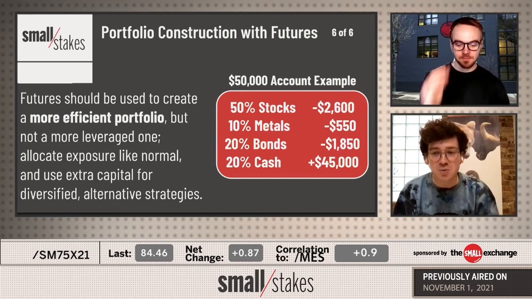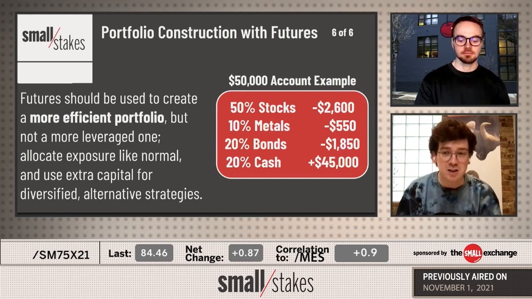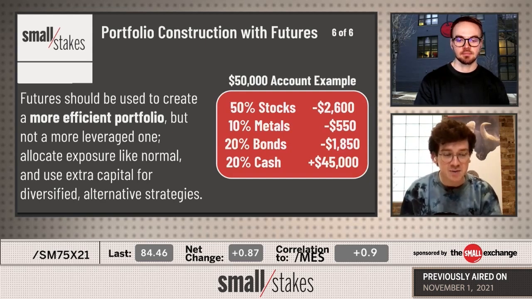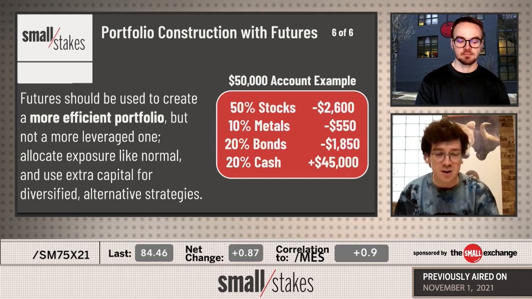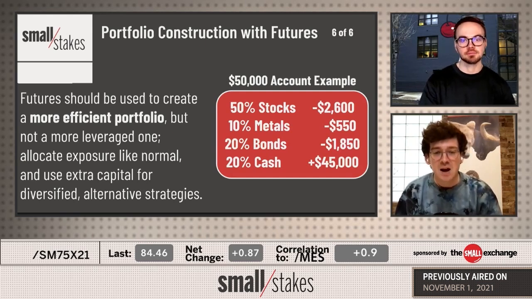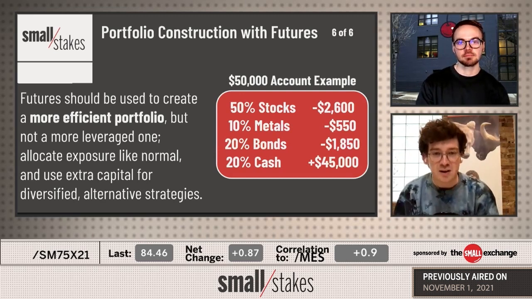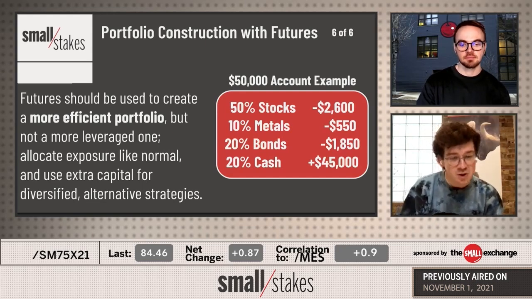And what you're able to do with futures, all using small exchange equities, commodities, and interest rate futures, is get 80% of that $50,000 account. In theory, that's $40,000 worth of stocks, metals, and bonds. You're able to do that with $45,000 left after the fact to do everything else you want to do. This is a great example of how futures should be used to create a more efficient portfolio, but not necessarily a more leveraged one. And then you can allocate that exposure after the fact with diversified alternate strategies.